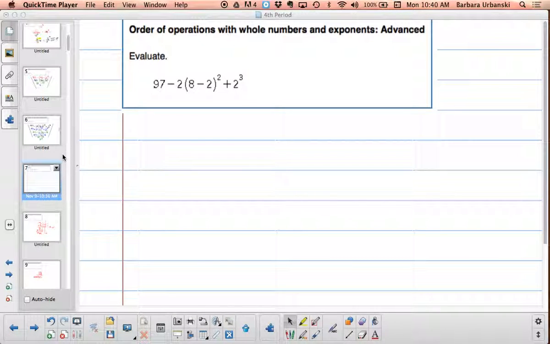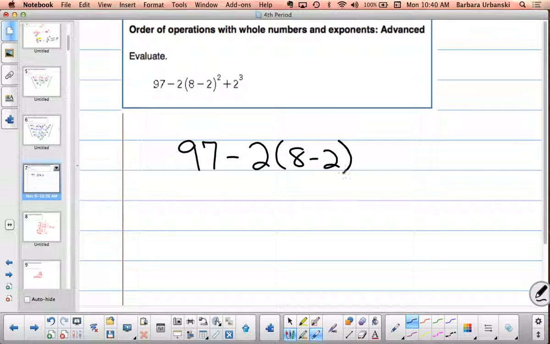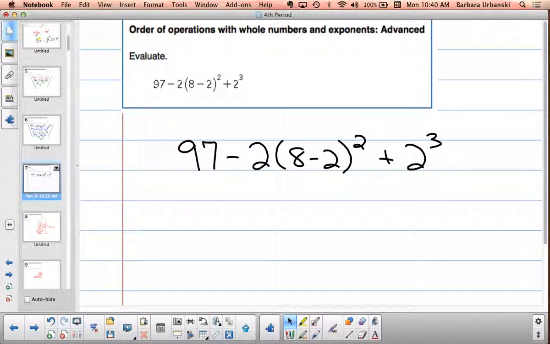Okay, the first thing we're going to do is look at order of operations with whole numbers and exponents. And I'd like the students to copy the problem down on their lined paper large enough so they can read it, and making sure that horizontally they're giving themselves enough space. So I have 97 minus 2 times the quantity, 8 minus 2, that is raised to the second power, plus 2 to the third power. So that's our first step, is just to copy the problem in its entirety on a line of their notebook paper.